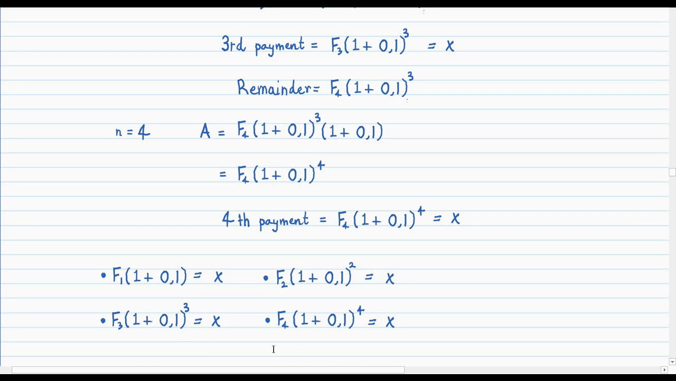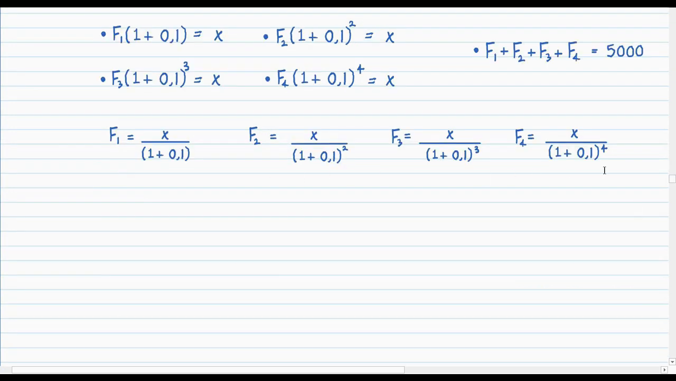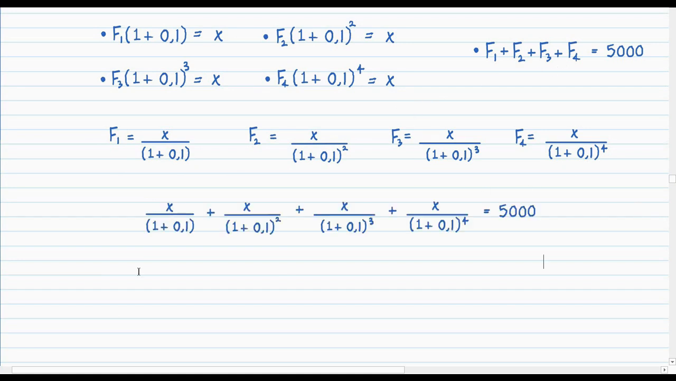But the problem is we don't know the values of f1, f2, f3, or f4. So we can't just plug in their values and solve easily for x. But we do know something about them, which is that they all add up to 5,000. You can make the f terms the subject of all these equations and sub those into this equation. So when you make the f terms the subject of these 4 formulas, you get these 4 equations. Then just sub these back into this equation and you get.